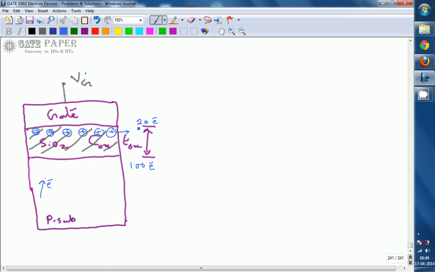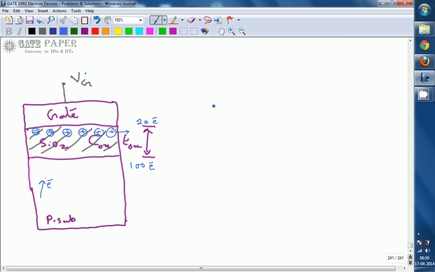If this positive charge is not present, you must apply a gate voltage sufficient to attract 100 electrons to get the inversion layer. But because of the positive charges introduced in the silicon dioxide layer, those positive charges can attract electrons from the p-type substrate. So out of 100 electrons required, let us assume 20 electrons have already been attracted. Now you require less gate voltage, since it only requires 80 electrons. Less voltage is going to be applied.